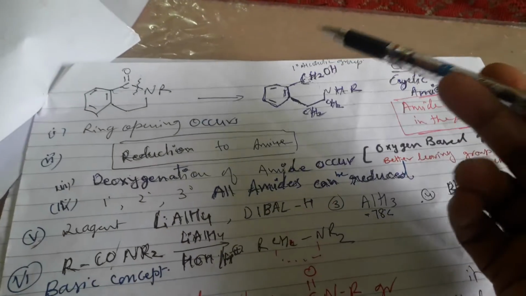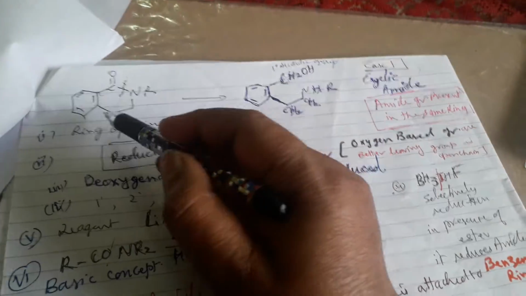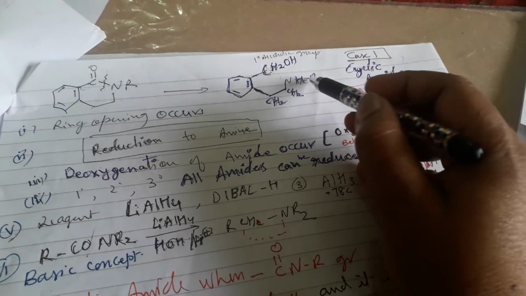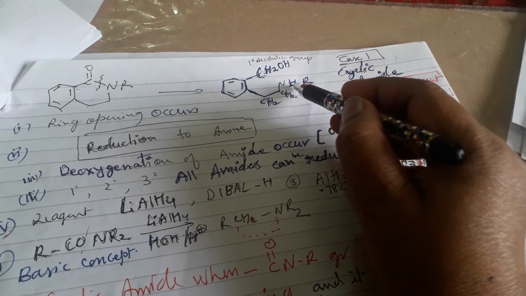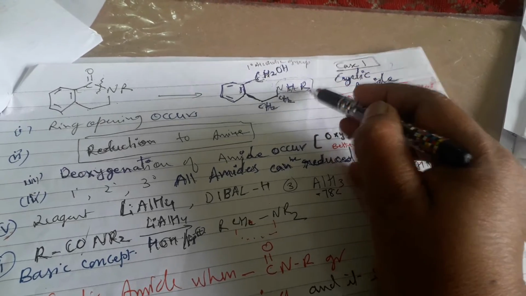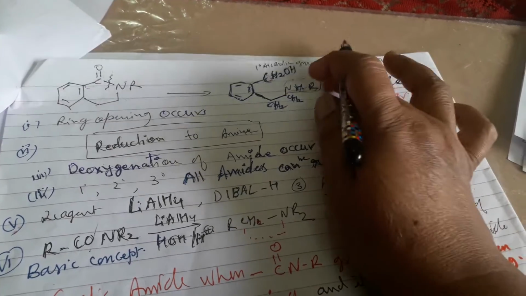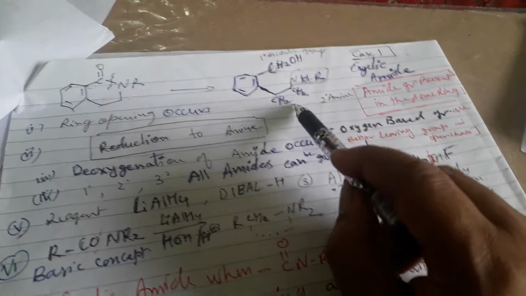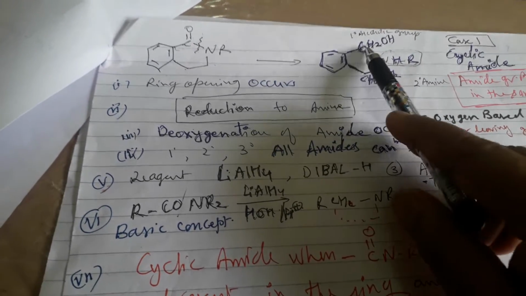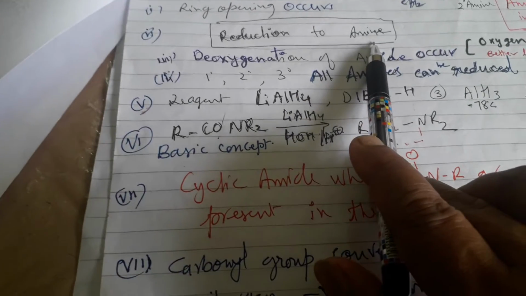If it is NR, you have to write NR. If it is H, you have to write H, depending on what is there. See here, one CH2, CH2. I have written CH2, CH2. So what does it mean? If it is N, only one H will be coming here. So it is a 2 degree amide, 2 degree amine, sorry. You will get a 2 degree amine and a 1 degree alcohol. Clear? So we are getting a 1 degree alcoholic group and a 2 degree amine. So the amide group is present in the same ring, and here they are present in the same chain, but the ring is open. Ring opening occurs, and reduction to amine will take place.